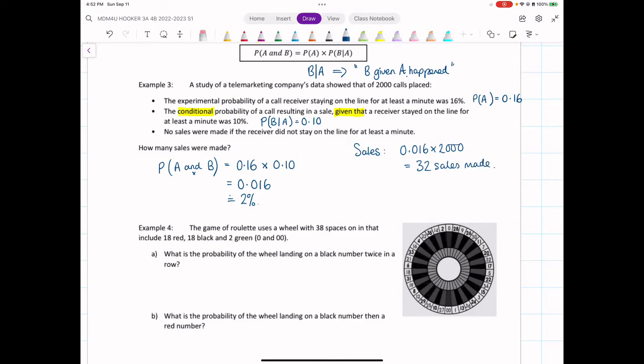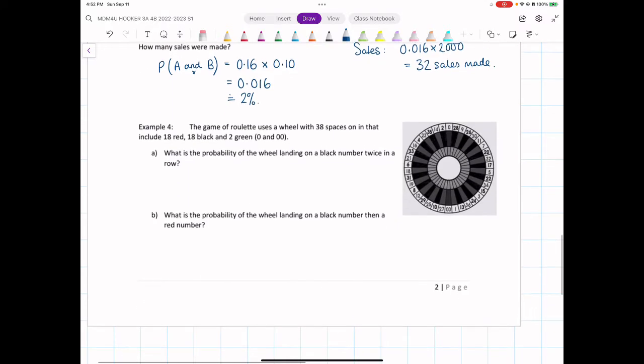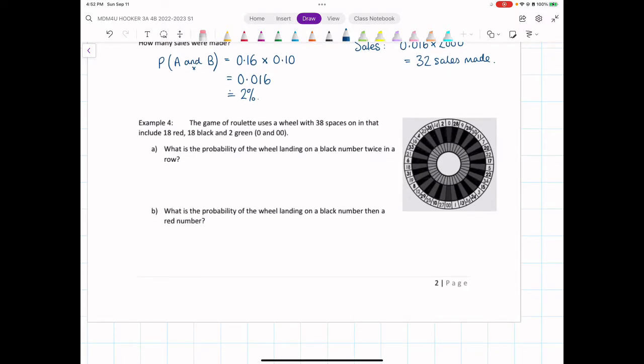Okay. Let's have a look at another one. The game of roulette uses a wheel with 38 spaces on it that include 18 red, 18 black, and 2 green. What is the probability of the wheel landing on a black number twice in a row? So let's have a look at this. We'll let B be the event that it lands on black.